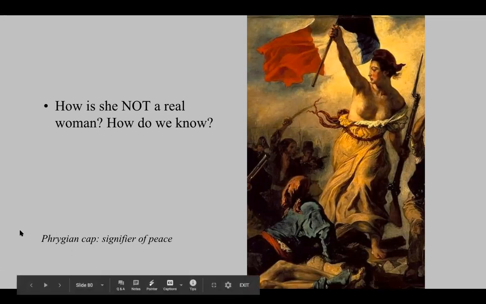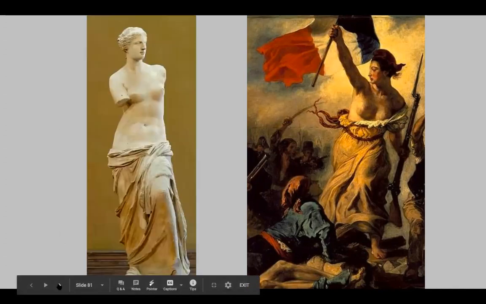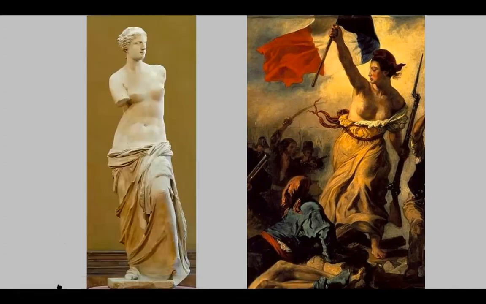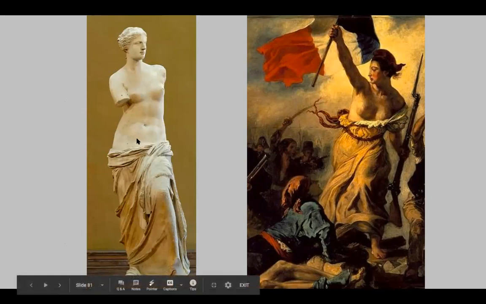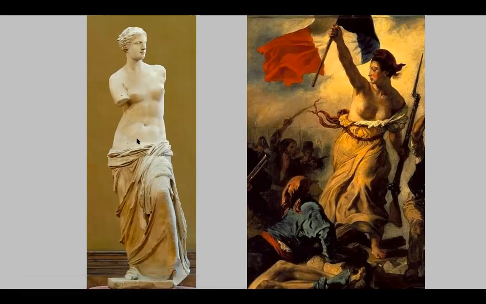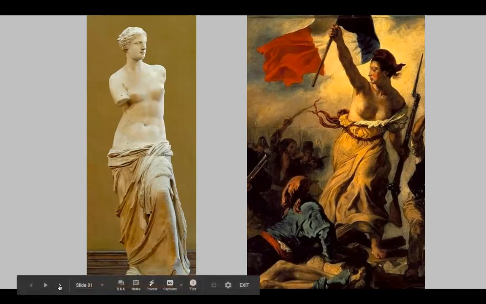She actually has this Phrygian cap on, which is a signifier of peace. So she's wearing this hat that signifies peace as well. She's actually based maybe on the Venus of Aphrodite, which was something that was in the French collection, that is actually at the Louvre today.